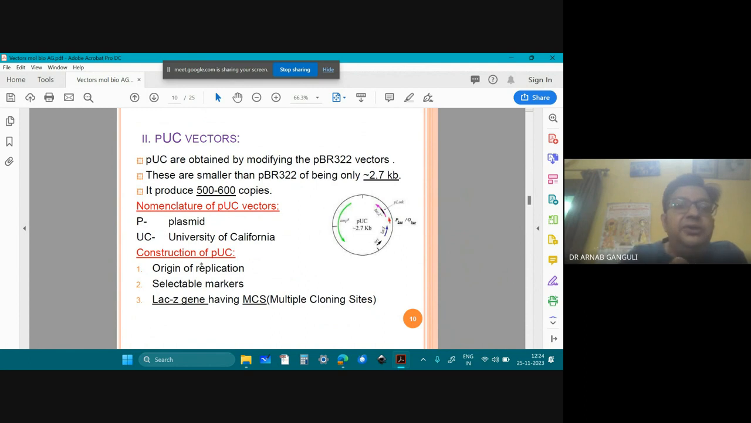Then you have pUC vectors. So these pUC vectors are obtained by modifying the pBR322 vectors. These are smaller, it's only 2.7 KB. It has a relatively lower copy number than the 1000 to 3000 of pBR322. This has something like 500 to 600 copies. p is plasmid, UC is University of California, where it was developed.